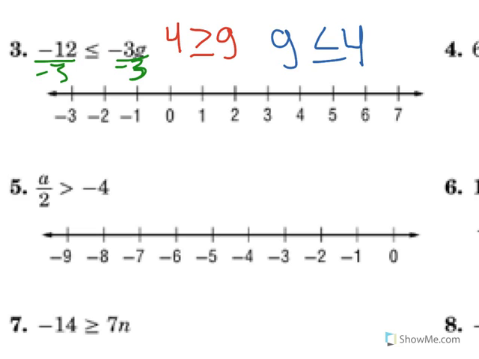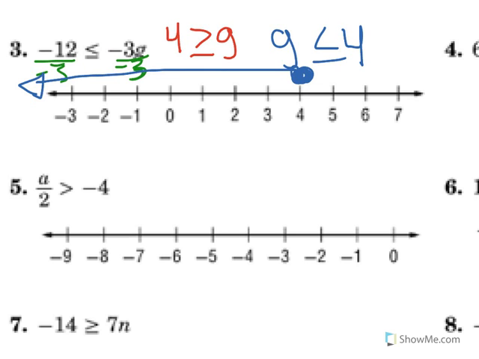Now, less than or equal to 4 means it includes 4, so it's going to be a closed circle. It says less than, and so that's to the left. So when you go to graph this, shade an arrow that's going to the left. That's how you graph your answers to questions like number 3. So that was another example of the special rule taking place.